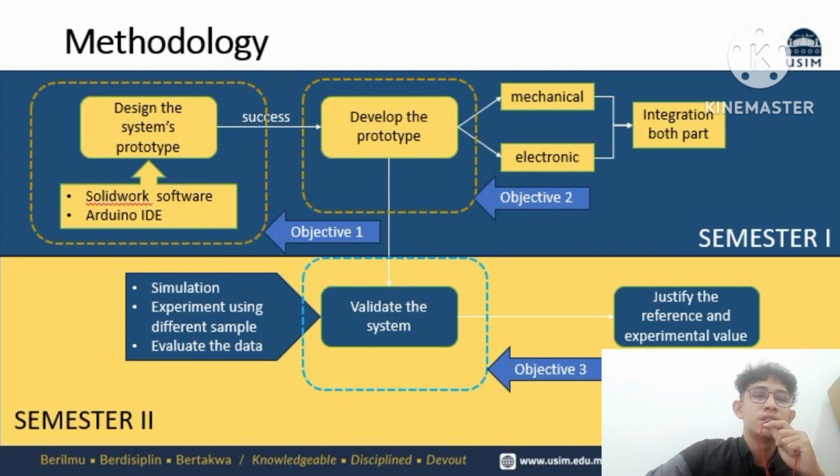So for the methodology, we designed the prototype system by using the SolidWorks software and also Arduino IDE. After we have done the first part, we will develop the prototype. For the mechanical part, we will fabricate all the parts that we have designed in SolidWorks software. And for the electronic part, we will design the PCB and also include the sensor box in our system. After that, we will integrate both parts. That is for objective 1 and objective 2. Meanwhile, objective 3, which I have not done yet, will be further done next semester.